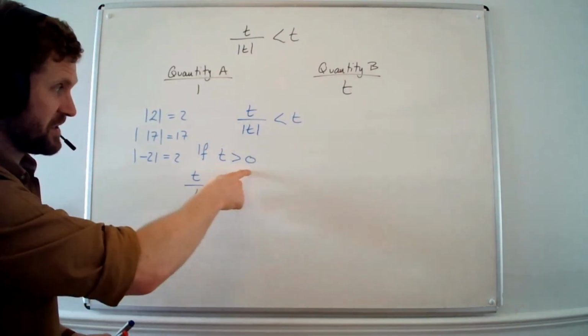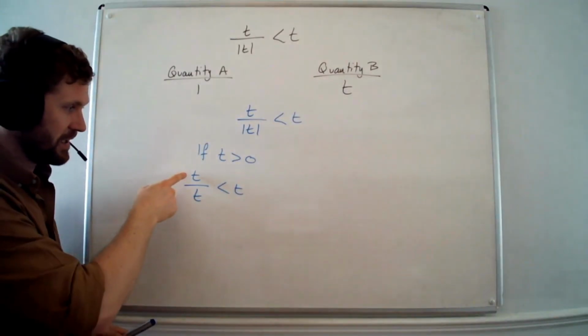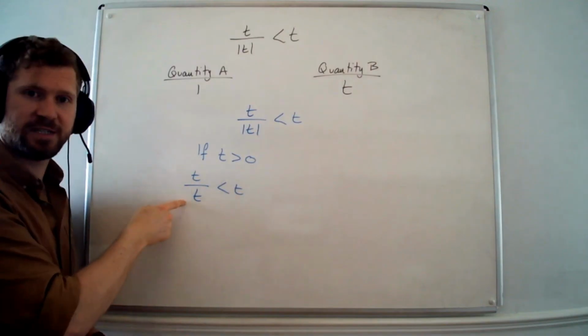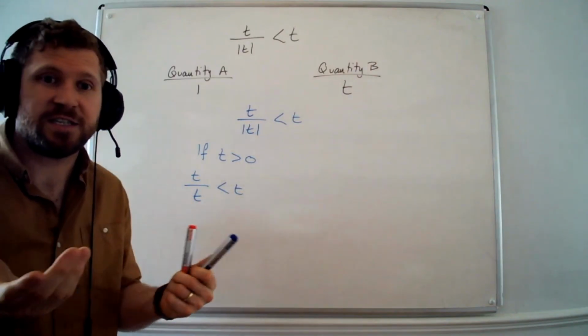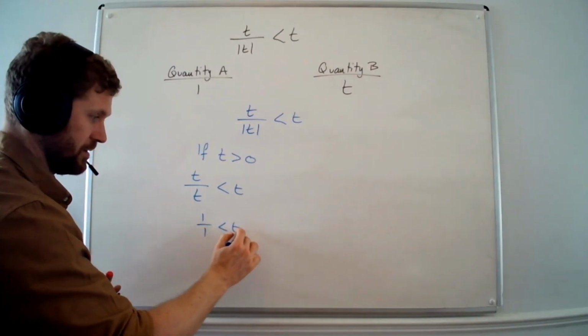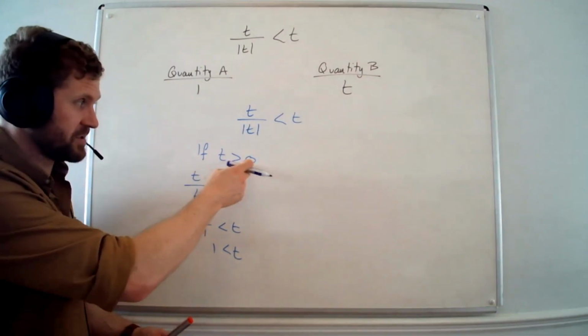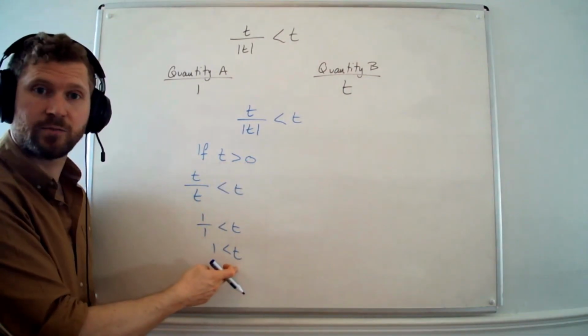We said that if t is greater than 0, then the absolute value sign isn't really going to do much here, and so the left side just becomes t over t. Well, t over t we can simplify down to just being 1 over 1, but that's just 1. So in this case, if t is greater than 0, we know t is greater than 1.